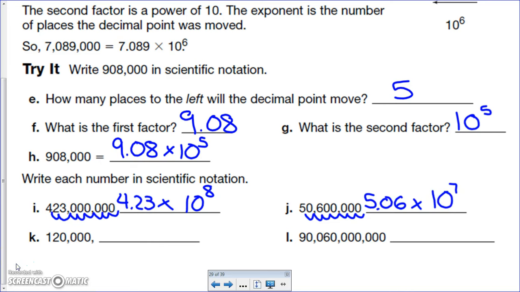For K, we have 120,000. So we're going to move the decimal from the end all the way up between the 1 and the 2, a total of 5 places. So our first factor becomes 1 and 2/10ths. We're going to multiply it times 10 as the base, and the exponent is 5 in this case because that's how many places we move the decimal.